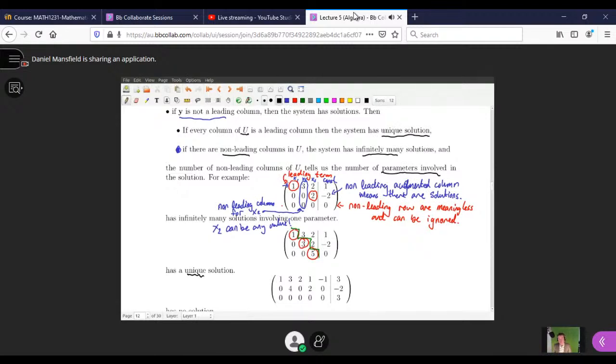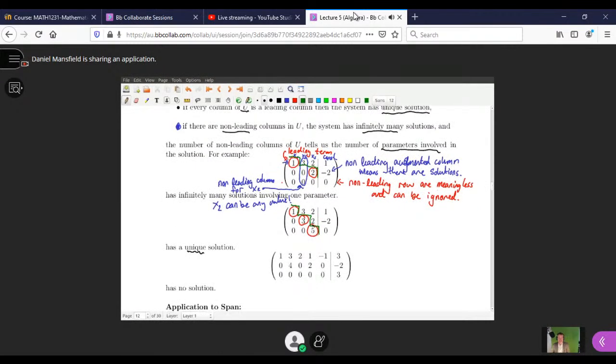Note that it's in row echelon form. There's a technical definition of row echelon form, but I think it's easier just to think about this as being a descending staircase. Your leading terms make this nice staircase like that. Even this one over here is considered row echelon form because the staircase goes down like that. Only ever down one step. They can be long steps, but they can't be steep steps. You can only ever go down one step at a time. That's row echelon form.